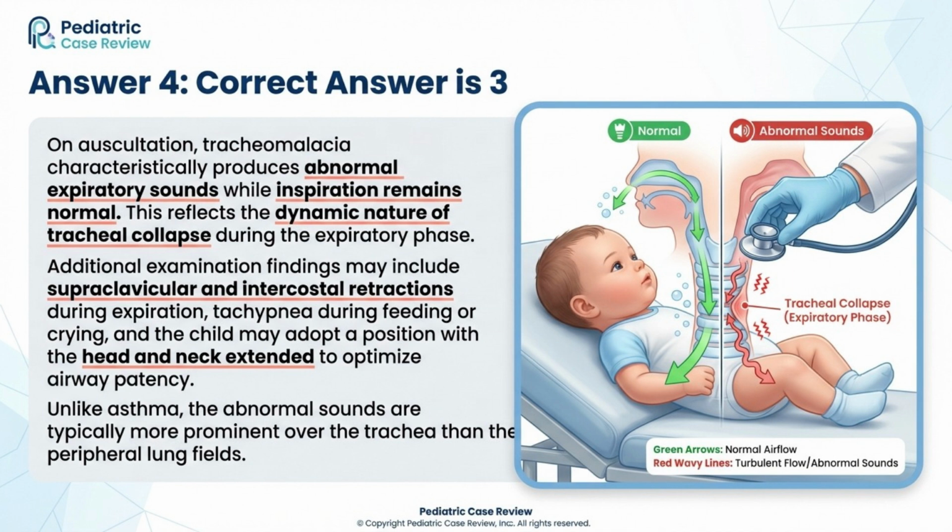The correct answer is option 3. Abnormal expiratory noises with normal inspiration. This reflects the dynamic nature of tracheal collapse exclusively during the expiratory phase. You may also observe the infant adopting a position with the head and neck extended to optimize airway patency, as shown in the clinical illustration.